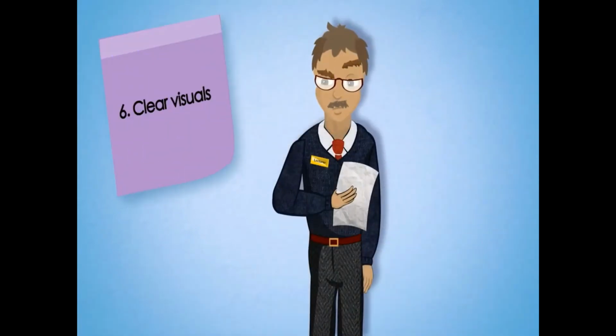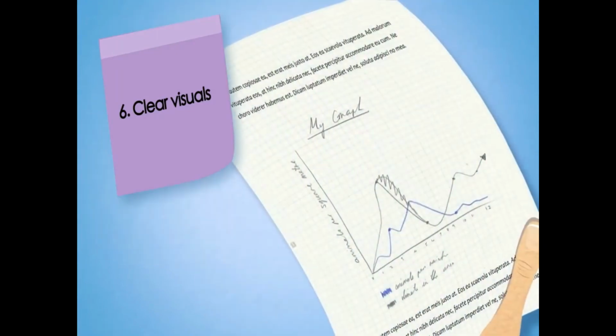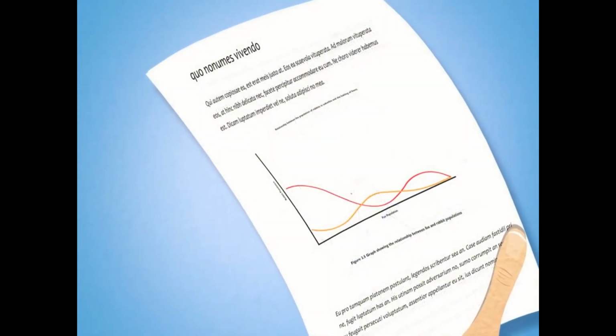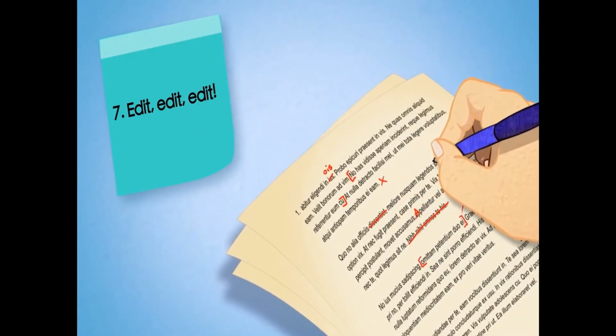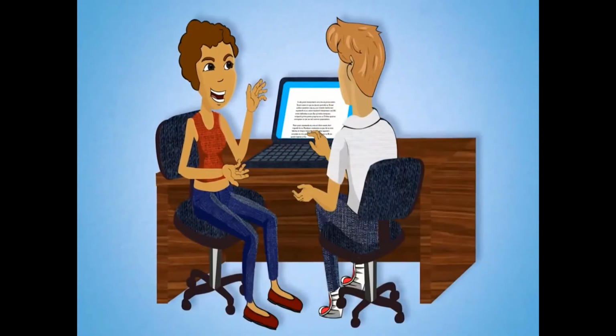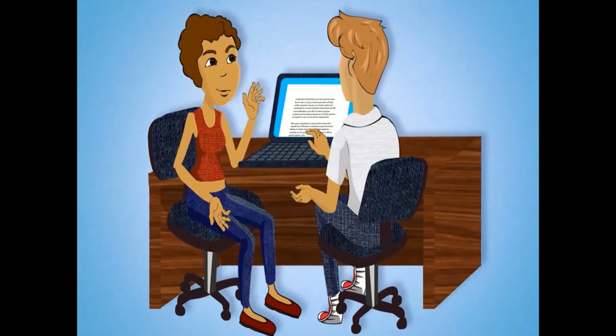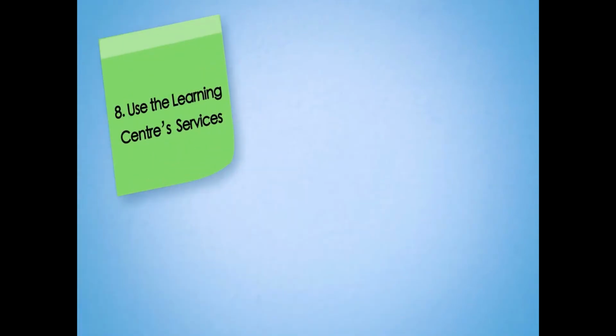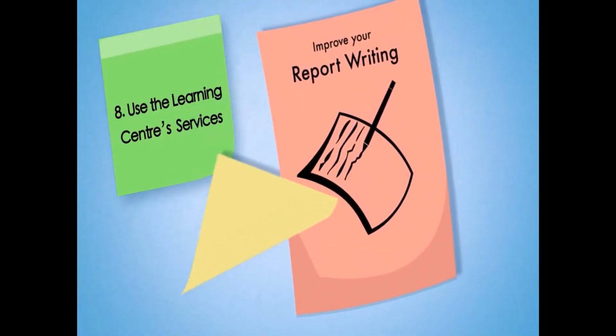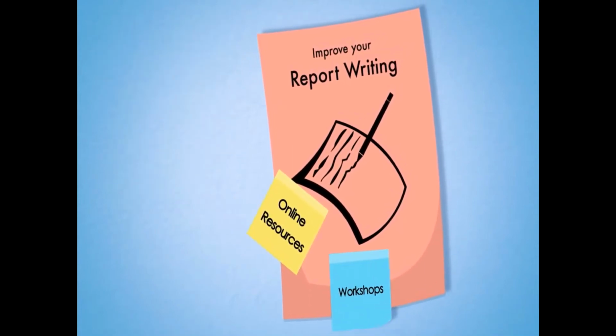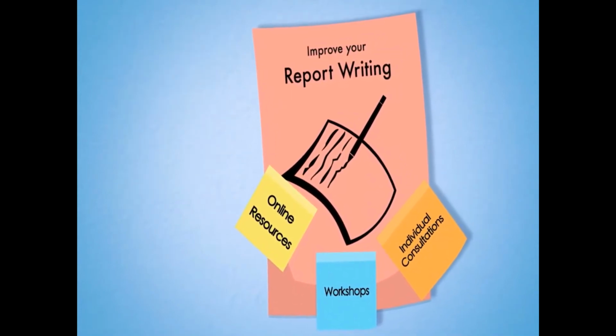Clear visuals are important in reports. Make sure they are all linked to the text and have useful descriptive captions. Carefully edit and proofread your report. The best writing comes from rewriting. Feedback from peers can also be helpful. If you need help with report writing, remember that the Learning Center has great online resources and offers workshops and individual consultations.